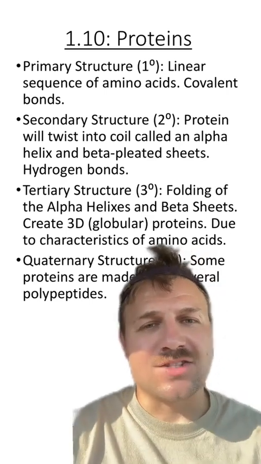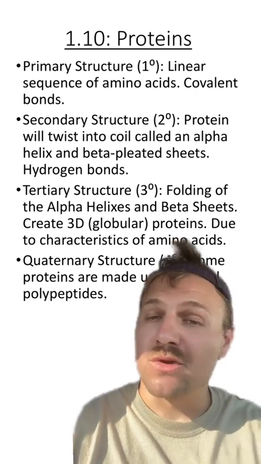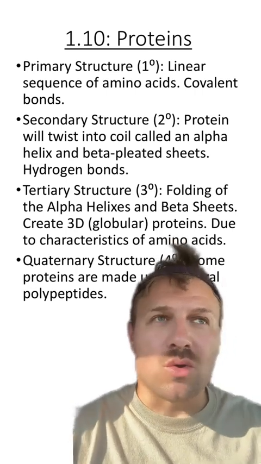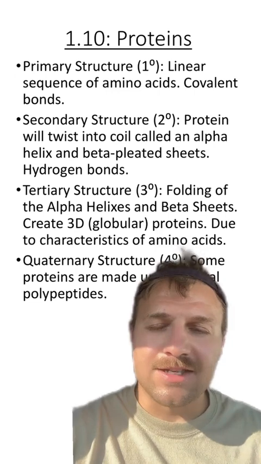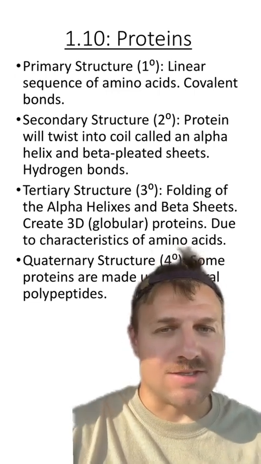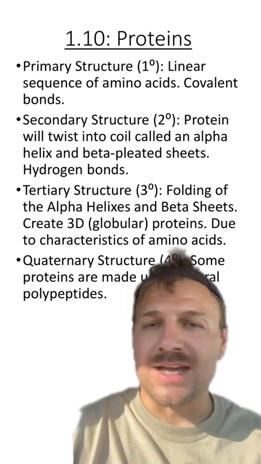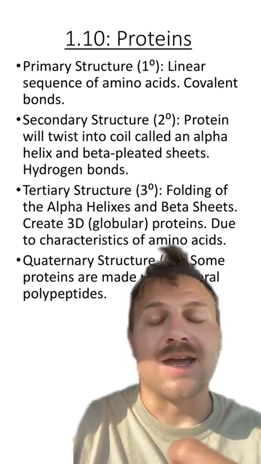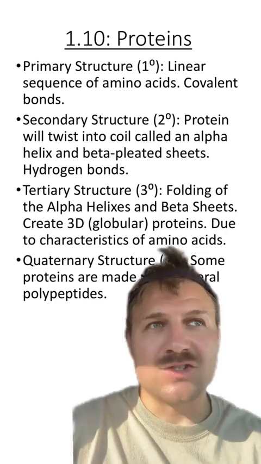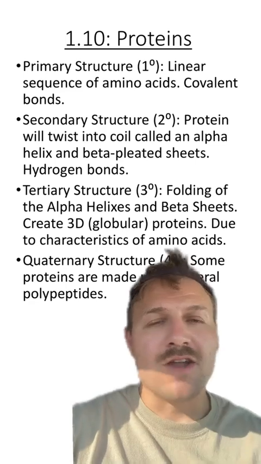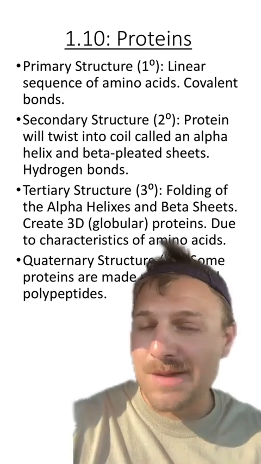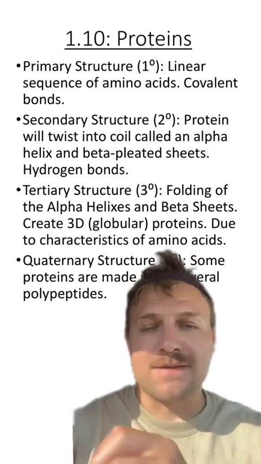The secondary structure is when the polypeptides or the amino acids are going to coil into things called alpha helixes and beta pleated sheets. This coiling is going to be due to hydrogen bonds between adjacent or close by amino acids. The secondary structure is going to be very noticeable or identifiable by the alpha helixes and beta pleated sheets.